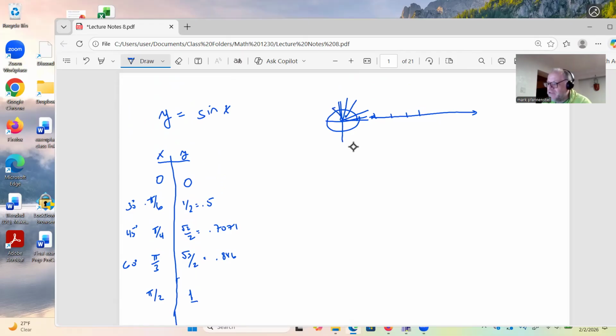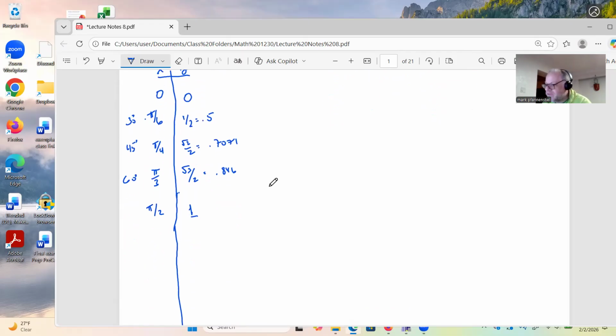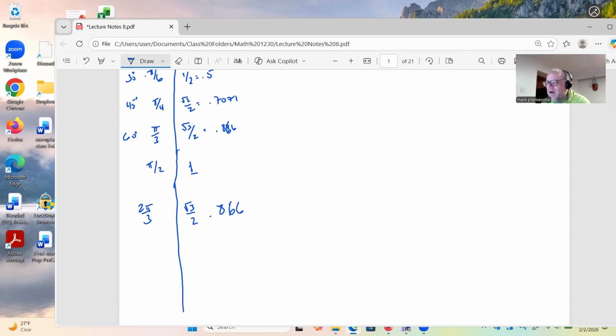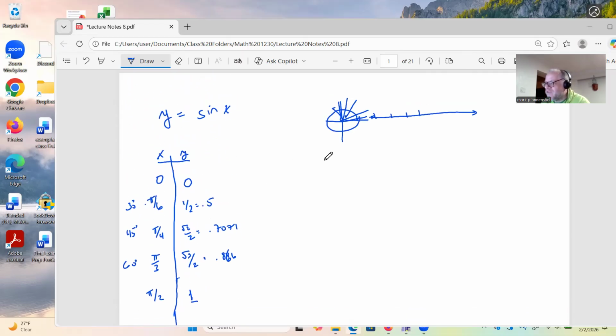The next one is going to be 2 pi over 3. We'll just keep going with that. The reference angle for 2 pi over 3 is 1 pi over 3. If I look back over here to 1 pi over 3, this was square root of 3 over 2, 0.866. Then we keep going on my circle. So we have 2 pi over 3 here. Again, second quadrant. Now we have 3 pi over 4.